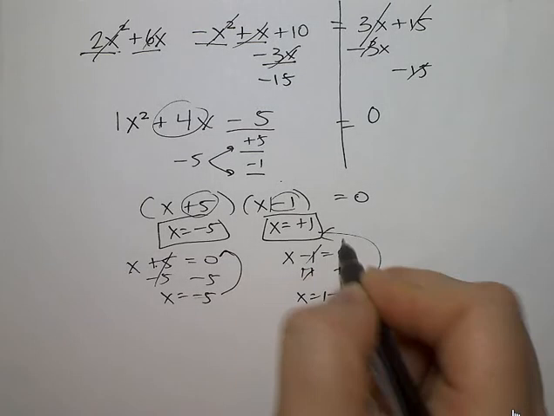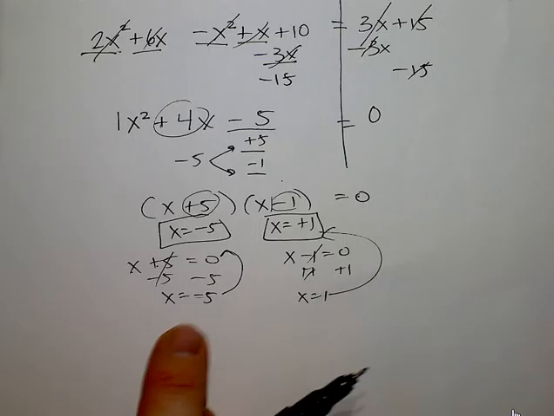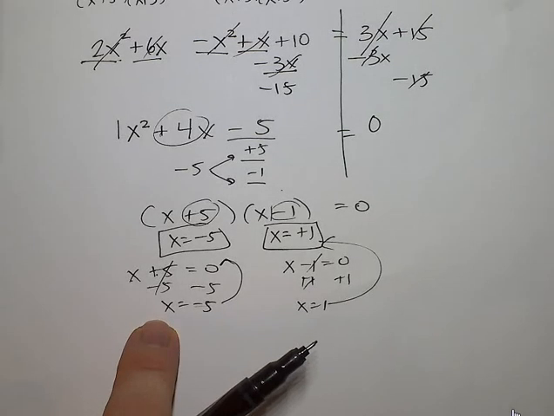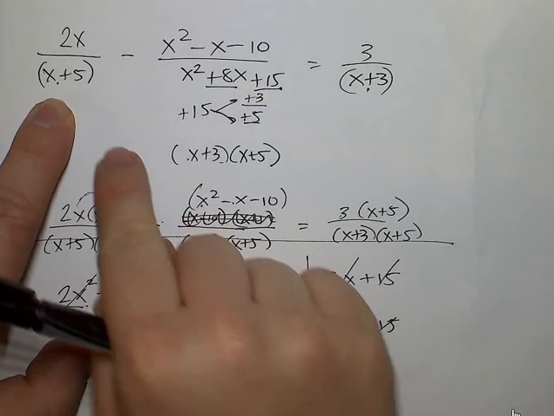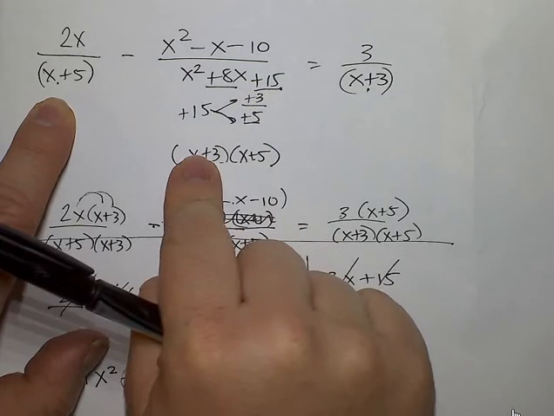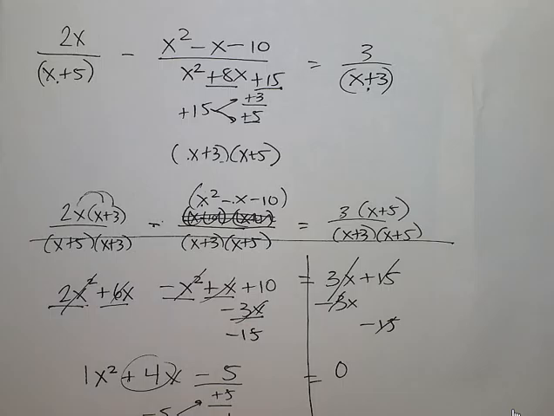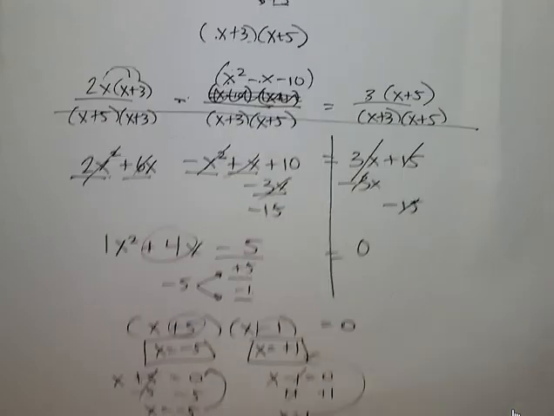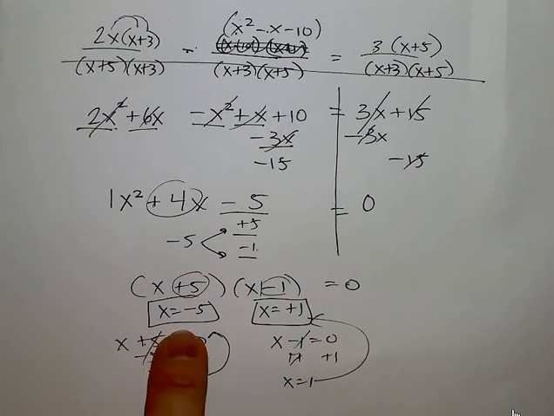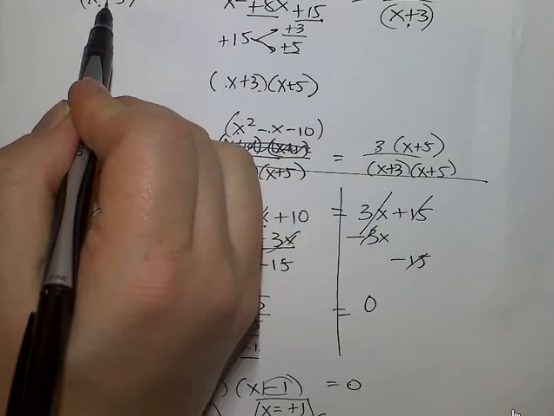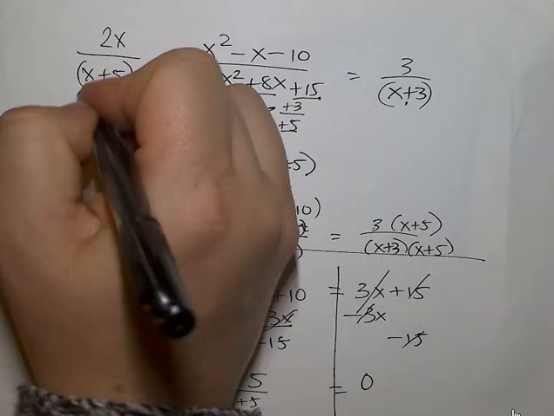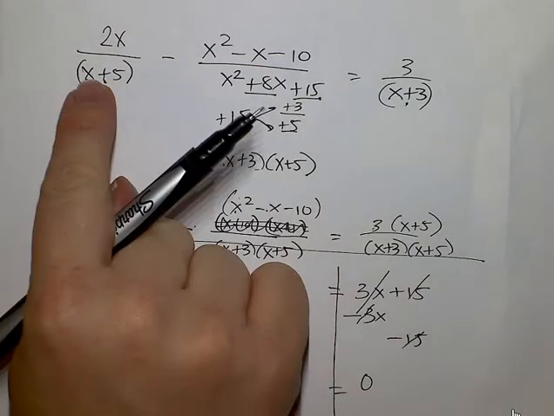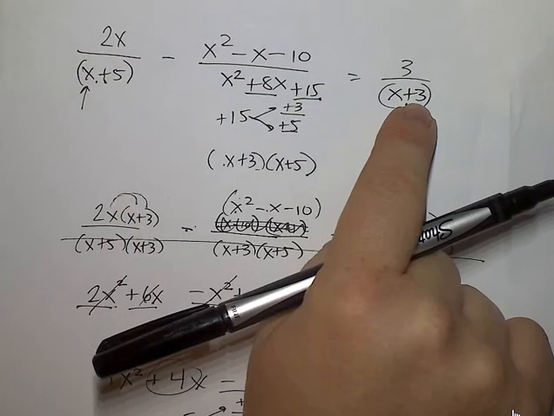All right, now we need to check for extraneous solutions. So we go back up to the very top. This was the original problem, okay? It was x plus 5. It broke down into x plus 3, x plus 5, and x plus 3. If you plug in negative 5, because that's one of the answers we have, will that work in this part? No. It will not work, because when you plug in negative 5, it becomes 0. You only need to have one denominator equal to 0, and that no longer works.